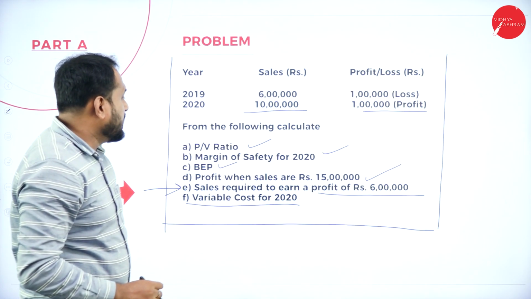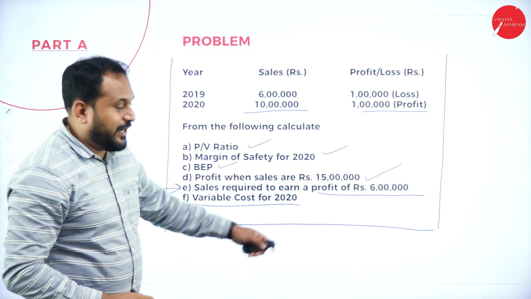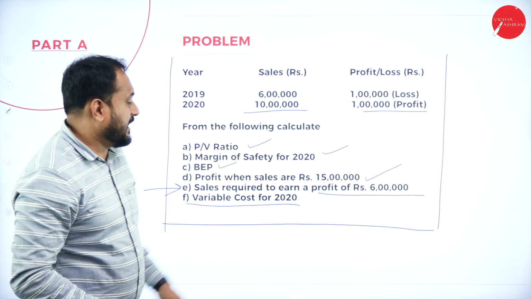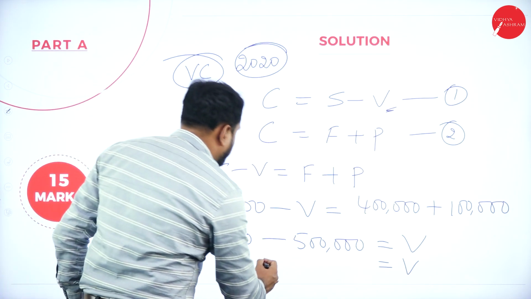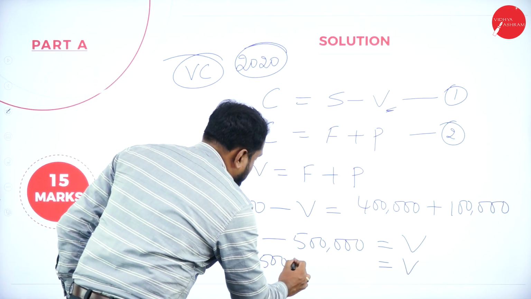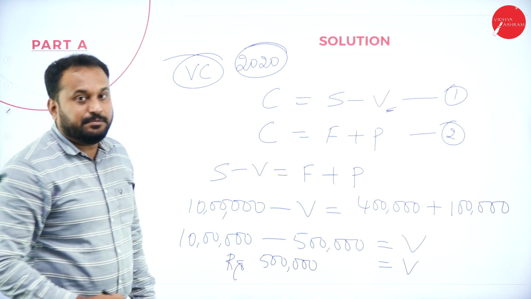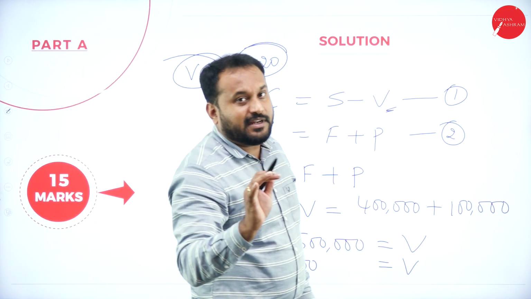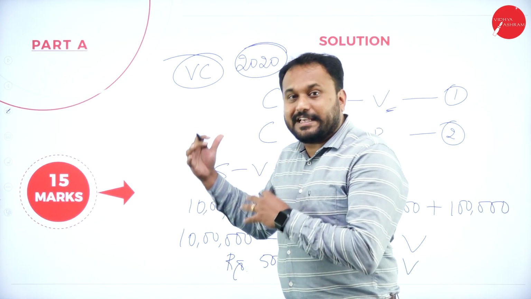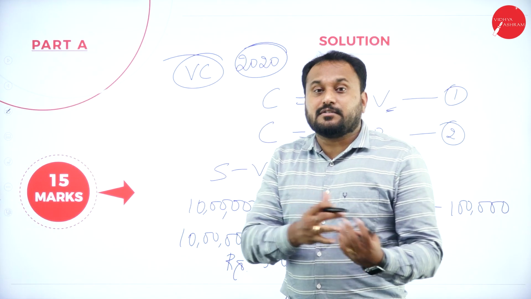They have asked what? Variable cost for 2020. So 2020 is this, correct? Now variable cost for 2020 is how much? 5 lakh rupees. 5 lakh. See, very simple, not even 15 minutes I have taken to explain this and to solve this.